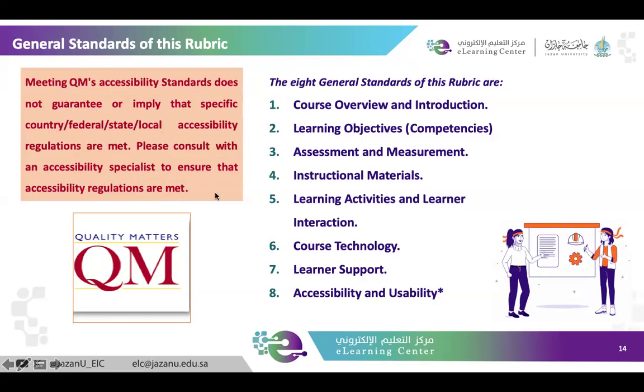For example, the Arab countries have specific, different kinds of standards for accessibility, and QM just follows the international level. So for accessibility, they say you have to consult the local standard of that specific government or a specific country.